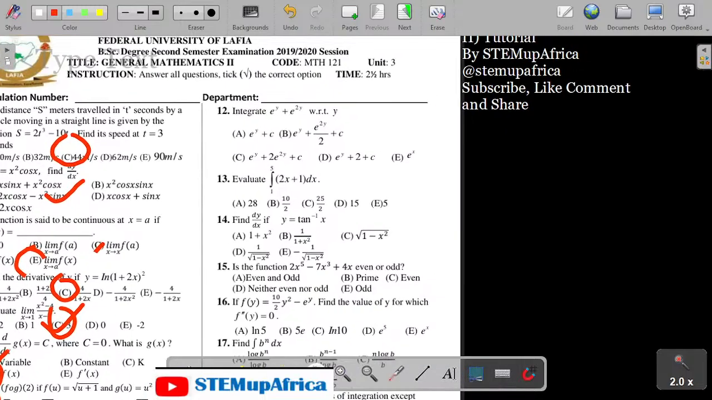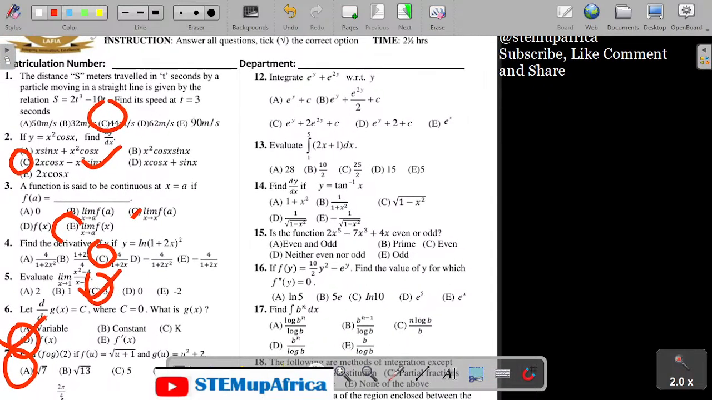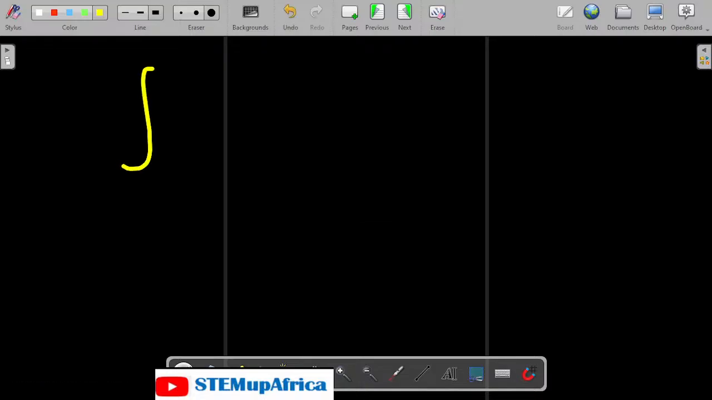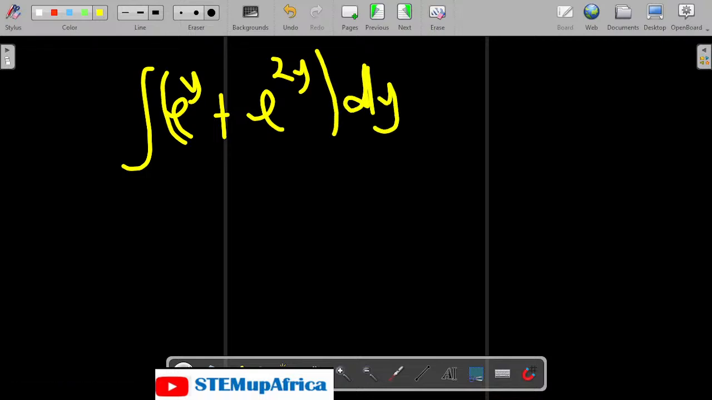Let's look at question 12. We should integrate exponential y plus exponential 2y with respect to y. Anytime you integrate or differentiate exponential y, it will give you exponential y. So how do we integrate exponential 2y? It's not something you should cram, it's good you know the procedure. So if I want to integrate exponential 2y, this is how we go about it.